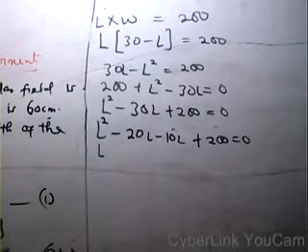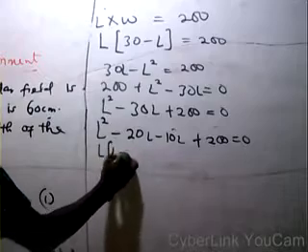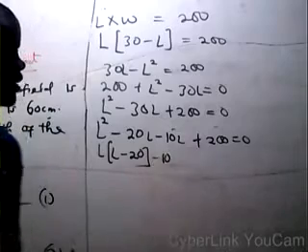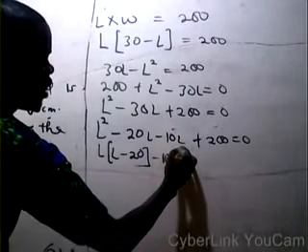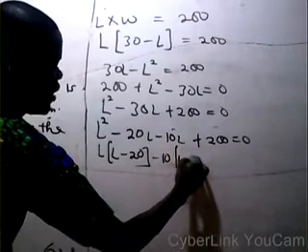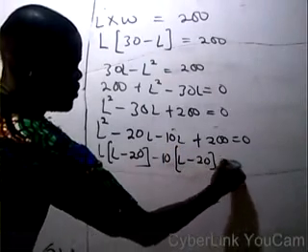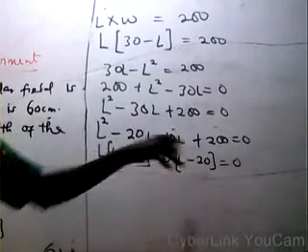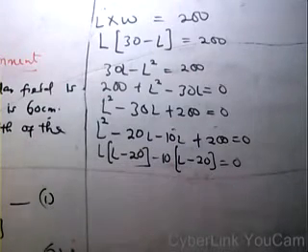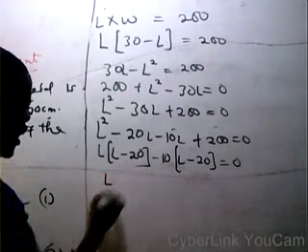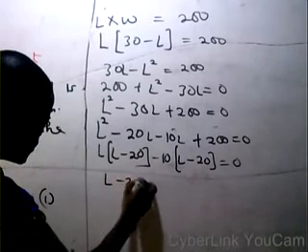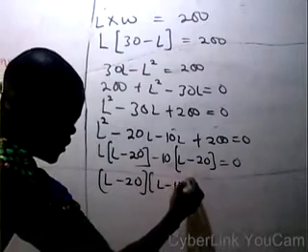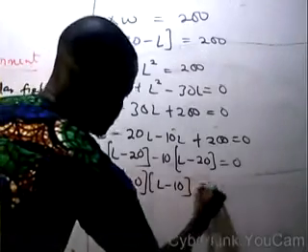So the next thing is to factorize. L is common, so we have L into bracket L minus 20. Then here, minus 10 is common, so we have minus 10 into bracket L minus 20 equals 0. And we all know that the secret there is that what is here must be the same as what is here. If they are not the same, it means that something is wrong. So from there we have L minus 20 into bracket L minus 10 equals 0.